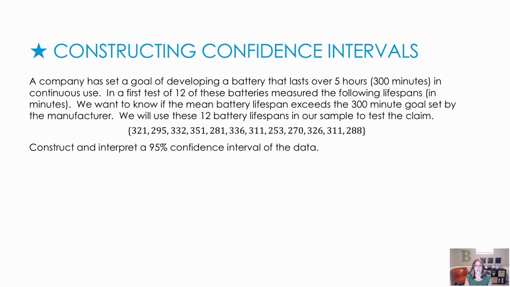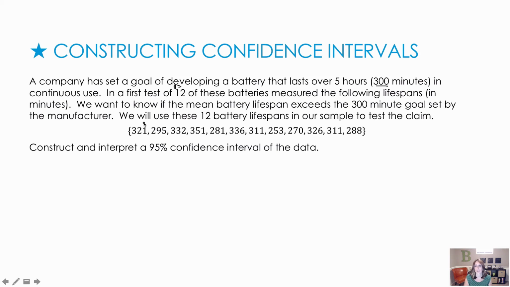So our question here has a goal of developing a battery that has over 5 hours of continuous use, or 300 minutes. So again, notice we're going to measure everything in minutes because that's what these values are in. So 300 minutes. In a test of 12 batteries, so that's n, that's the number of observations, we measured the lifespans given here. And we want to know if the mean battery lifespan exceeds the 300-minute goal set by the manufacturer. Now, obviously, this is set up to do a hypothesis test, which we don't know how to do yet.